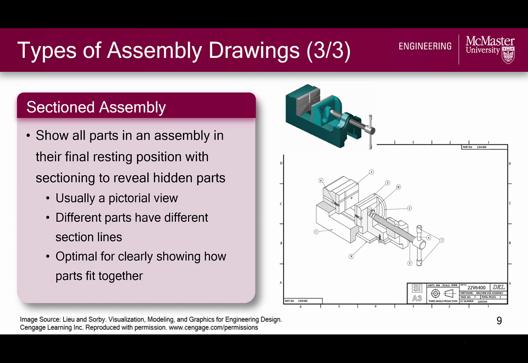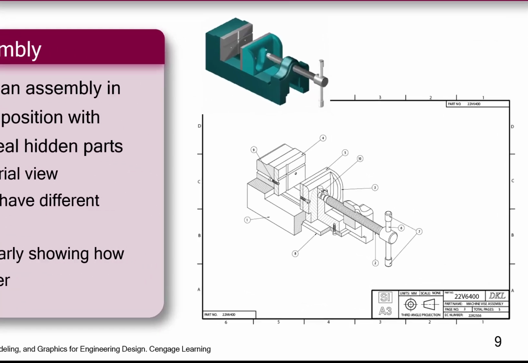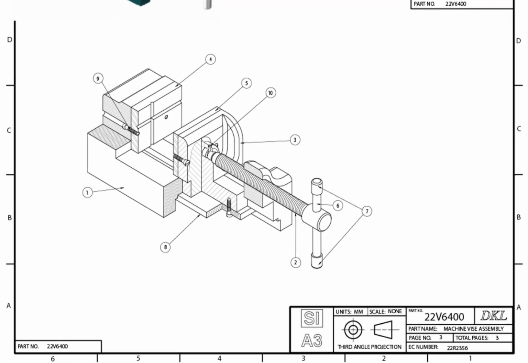The third assembly drawing option that we will consider in this video is the sectioned assembly drawing, which serves to show the device in its final assembled configuration, but also with sectioning to reveal hidden components. In this isometric section view of the vise, the sectioning allows us to see screws that would otherwise be hidden from view, and this helps us understand how parts fit together. Also note in this drawing that the different parts have different section linings so that we can easily distinguish them.